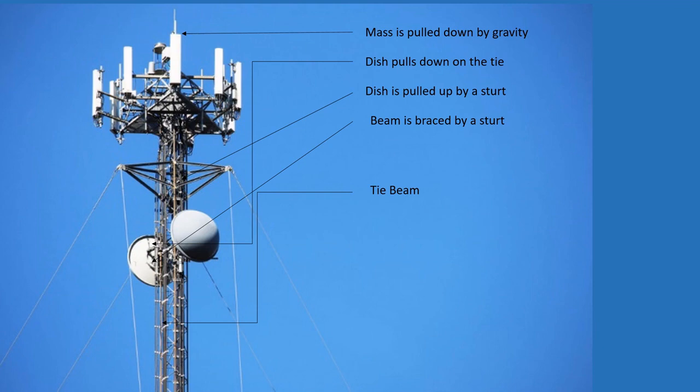Next, we can see a cable that anchors the tower to the ground is called a guy, or in some cases it's called stays. Guys pull in this direction. Then lastly, we can see that the structure pushes down in this direction.